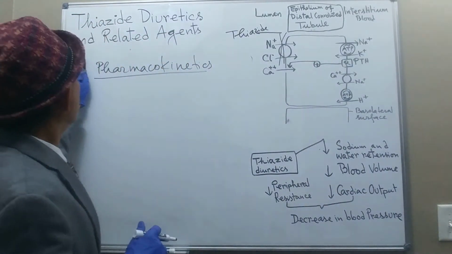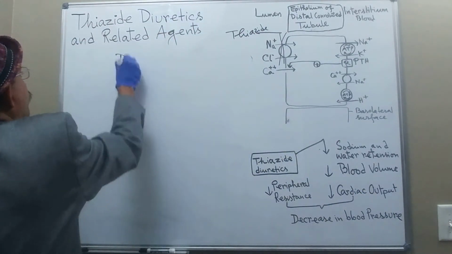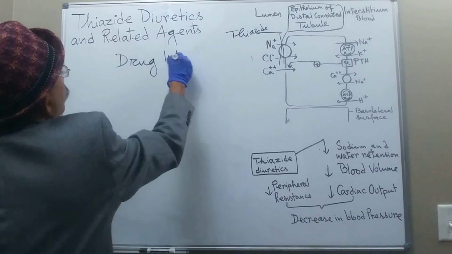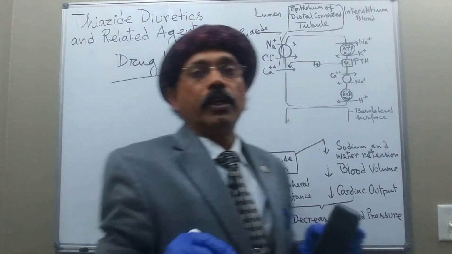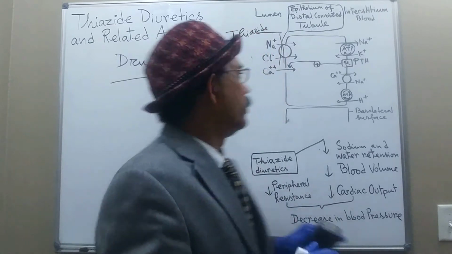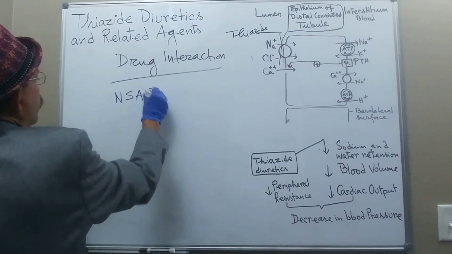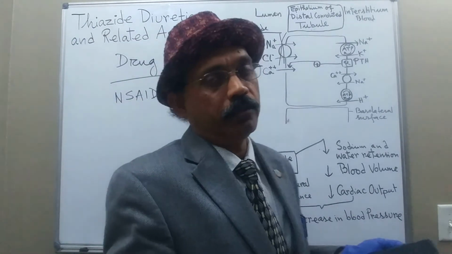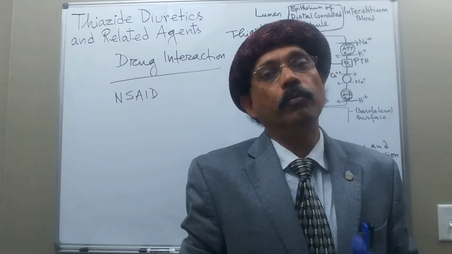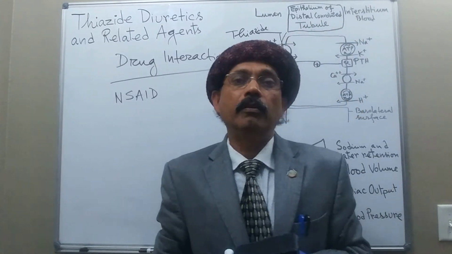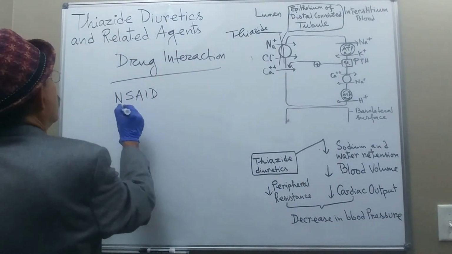Okay, that's very good. Now we go to the drug interactions. This is very important. This drug is dependent on the prostaglandin, so its action may be altered due to the presence of NSAIDs, or even Tylenol, which suppresses prostaglandin, and may not go nicely with the diuretics. So NSAIDs may alter the efficacy of the diuretics.